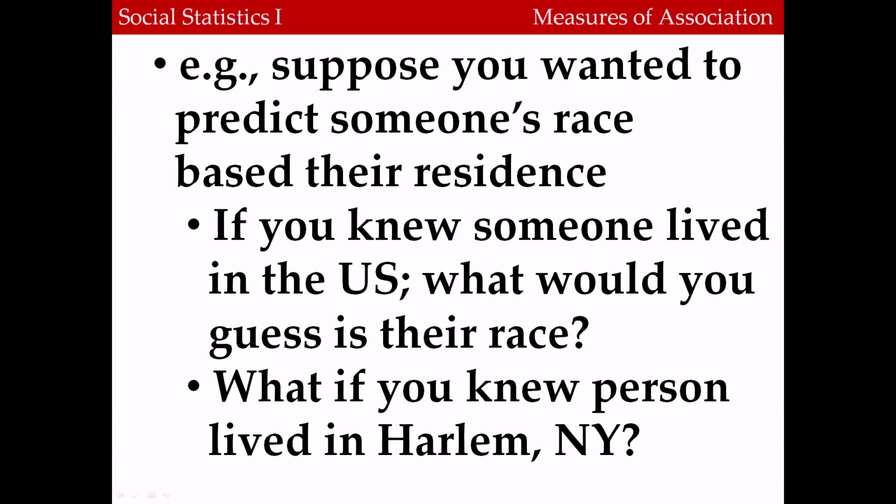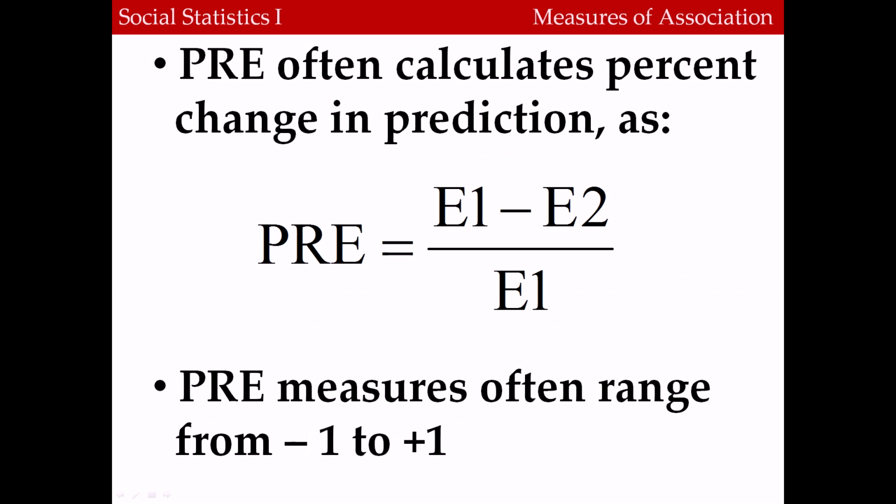So the question is, how much better is your guess if you know their residence versus if you don't? And that's the idea behind PRE. Formally, it takes the difference between E1 and E2 and divides it by E1. And it basically tells us how much better is our guess if we have information on the independent variable versus if we don't. PRE measures often range from either 0 to 1 or -1 to 1, depending on whether or not we have ranked variables.